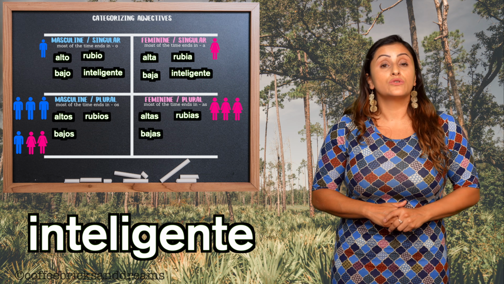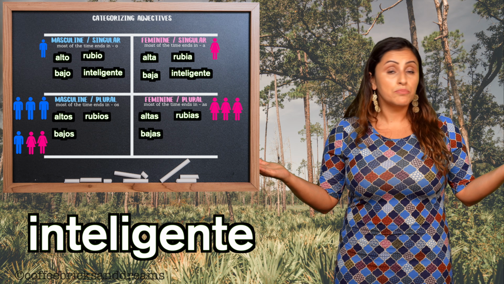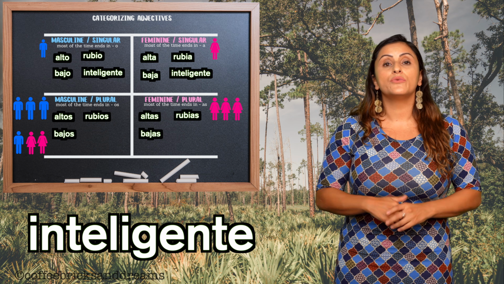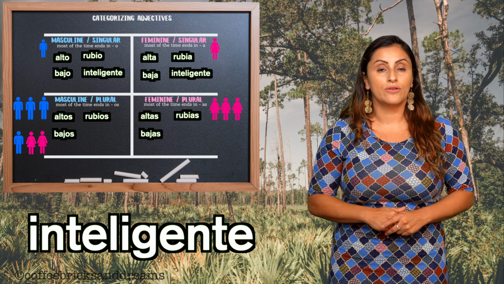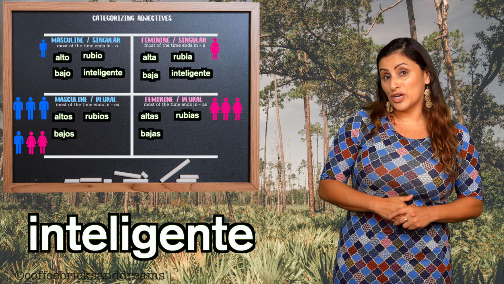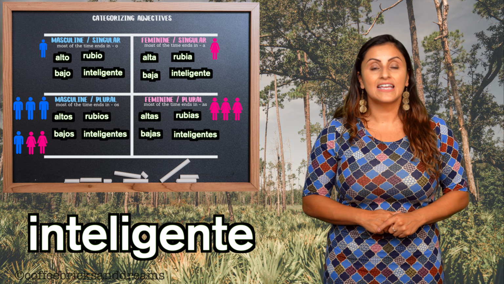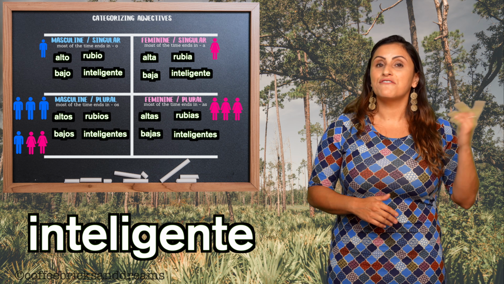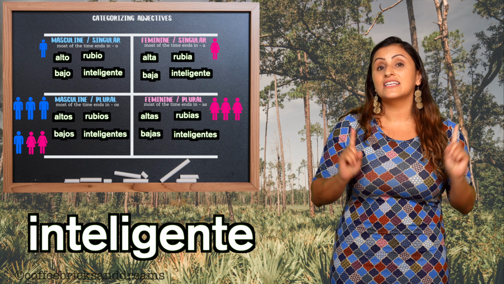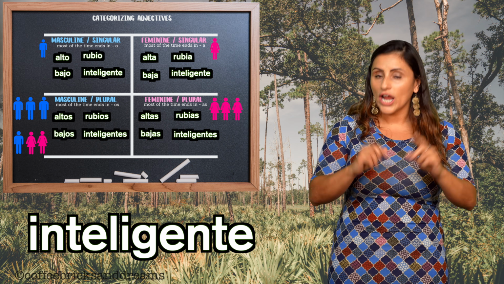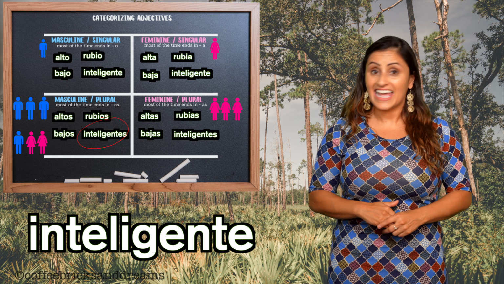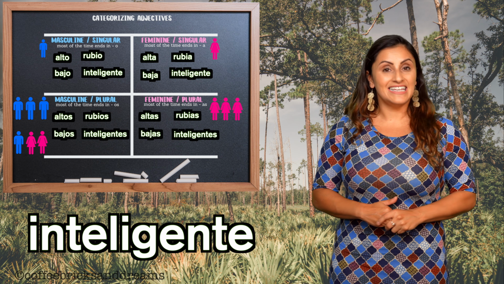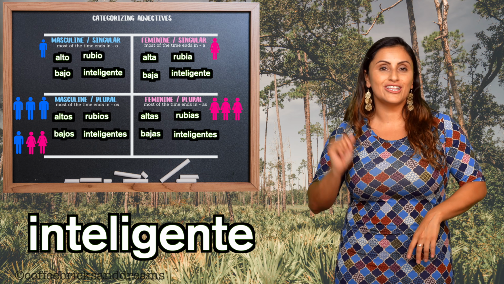Now, since there's no gender, there won't be gender in the plural forms either, but we do have to make it plural. So how do we make inteligente plural? We're just going to add an S. So we're going to say inteligentes. So if it's a male, inteligente. If it's a female, inteligente. If it's a group of guys or a mixed group, inteligentes. And if it's a group of girls, inteligentes. That one was easy. We only changed from singular to plural.